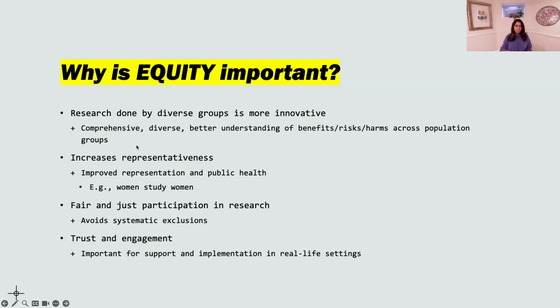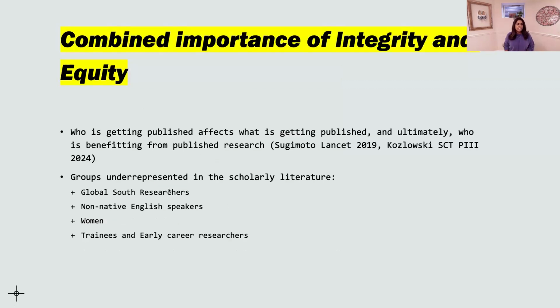There's also researchers from certain parts of the world who have problems that affect them but are unable to study them because the funds are not available. And so we see a lot of other researchers publishing research from their areas in journals that they can't access. There's also fair and just participation in research. So we talked about systematic exclusions in participation, and trust and engagement. It's important to support implementation of research in real life settings when you engage that community in the research itself. And so the combined importance of integrity and equity is that who's getting published really affects what is getting published and ultimately who's benefiting from that research.